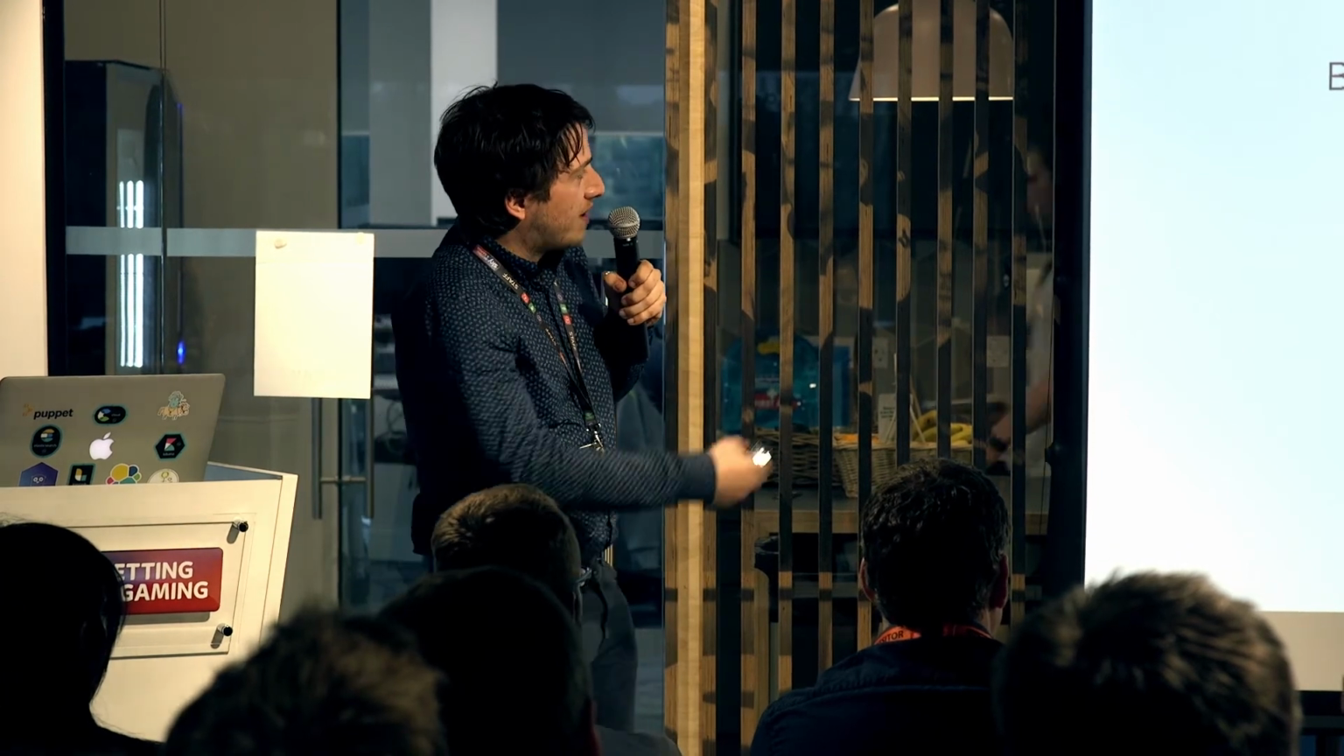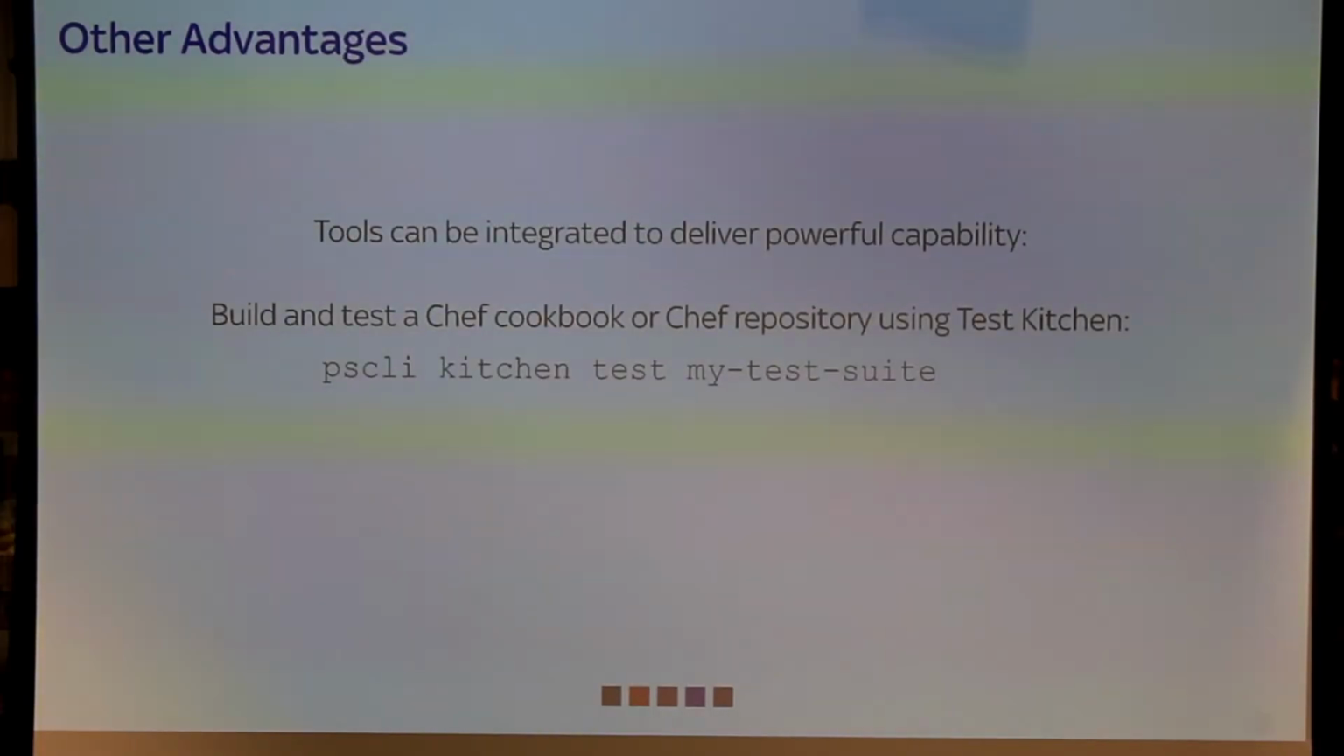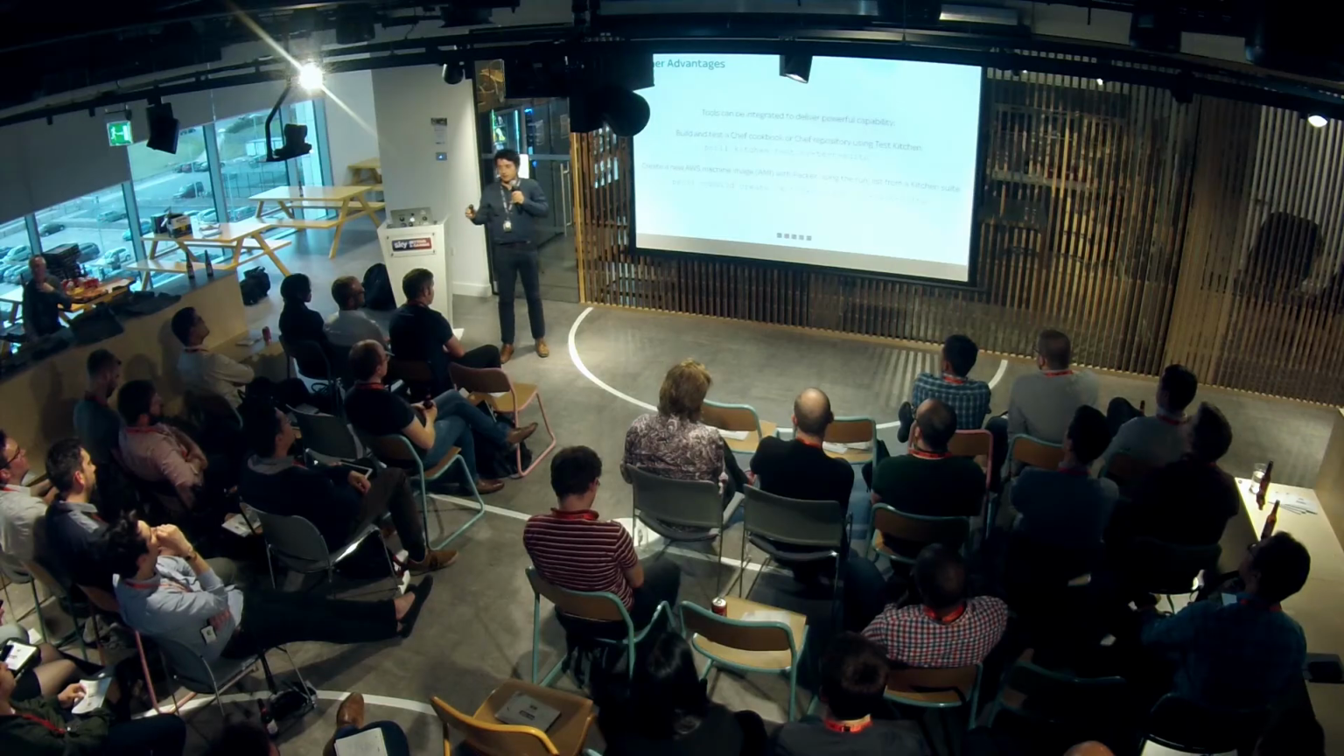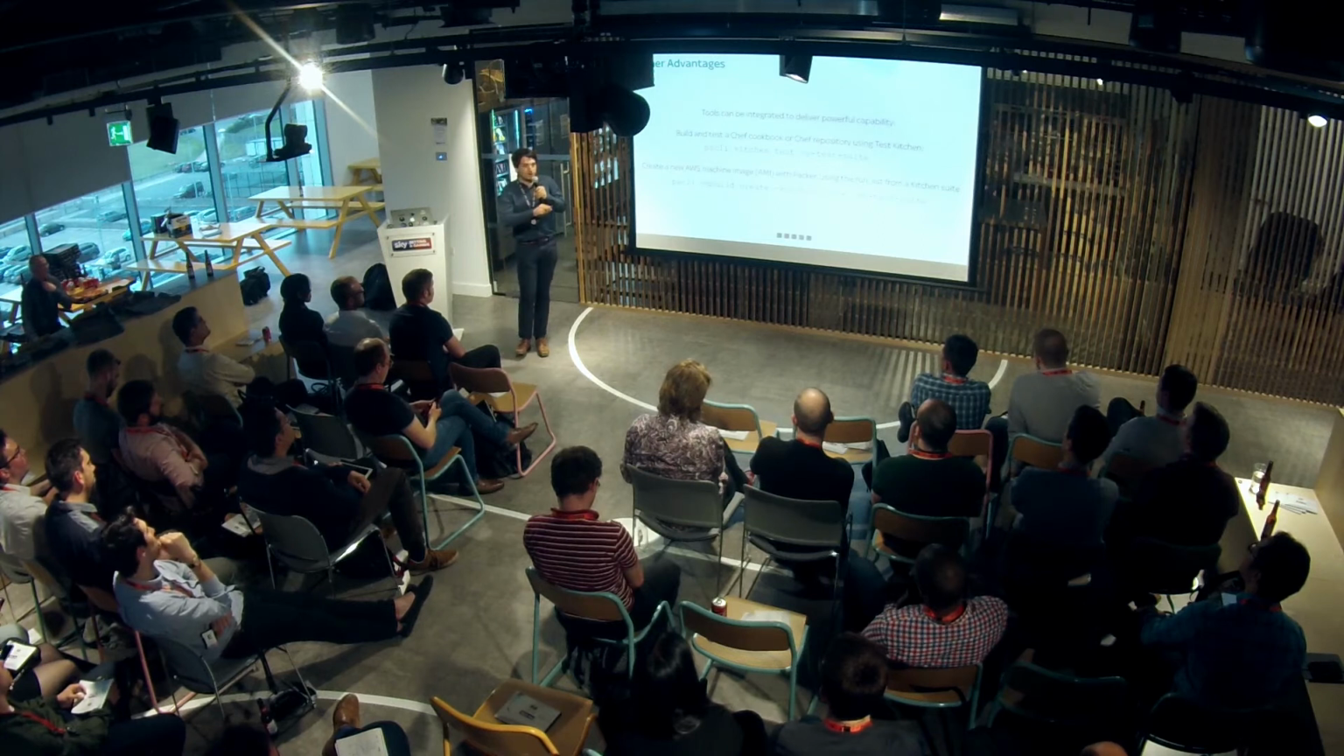So we use this for managing Amazon and other resources as well. One popular use case is this: build and test a Chef cookbook or an entire application stack using Test Kitchen integration tests, as I've just described. Then you can use the vm build subcommand. What that's going to do is use Packer, which is, again, a Docker image. It's going to pull the version that we distribute. It will pull the run list from Test Kitchen's configuration, and then it will create an AMI, an Amazon machine image, based off of that test suite.